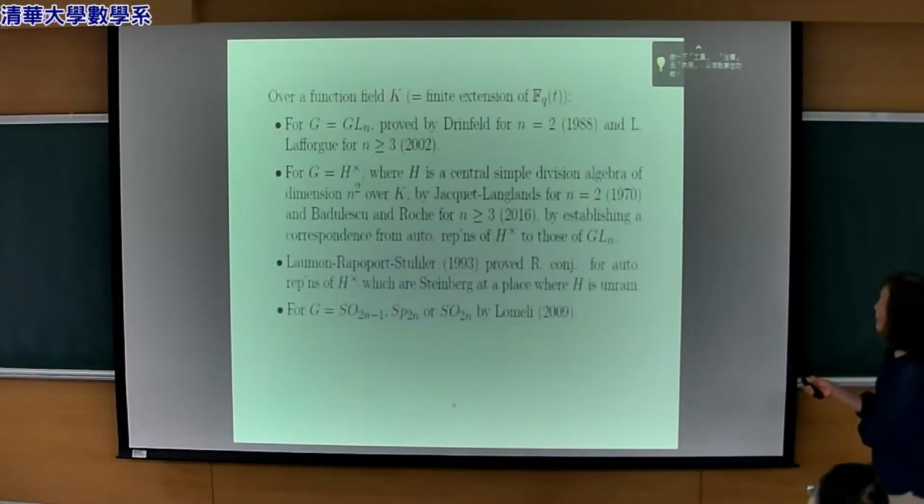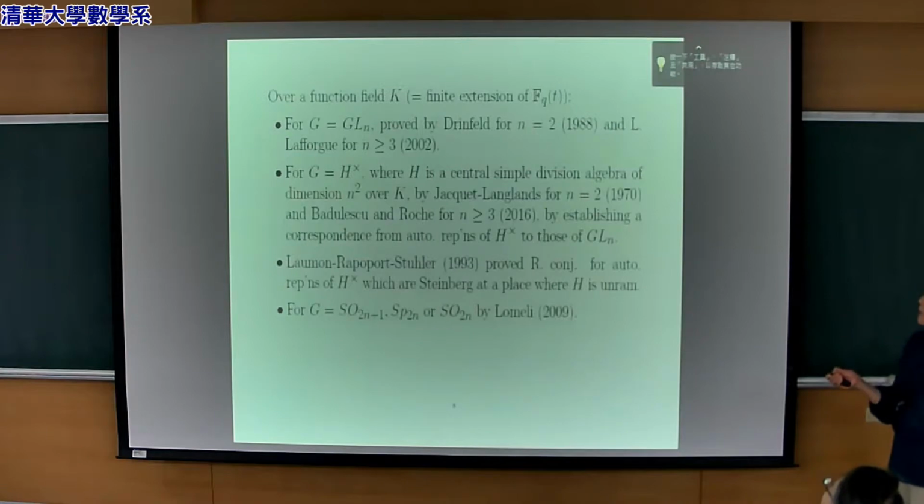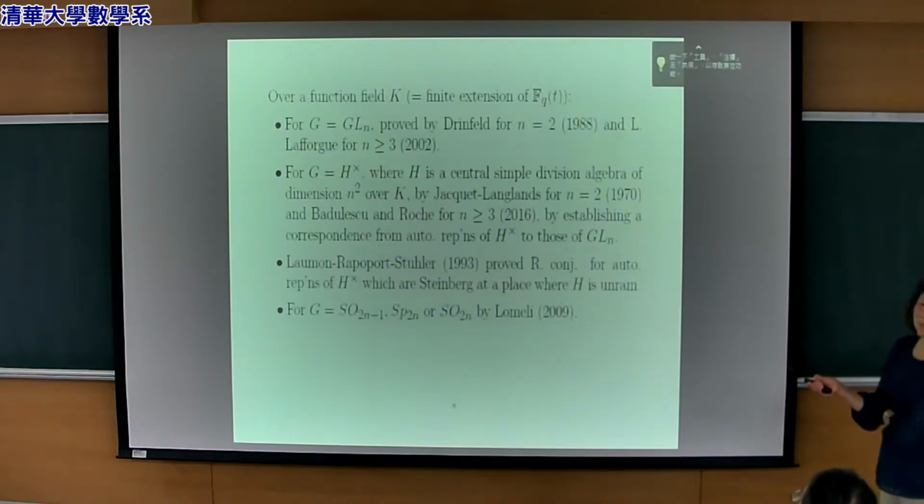So let me review the known cases. The first is the case where we look at a finite extension of the field of rational functions. So this field has finite characteristic. The first case is true for GL_n. n equals 2 was proved by Drinfeld, and in general proved by Lafforgue. They are both Fields medalists, especially Lafforgue, who received his Fields Medal because of this work.